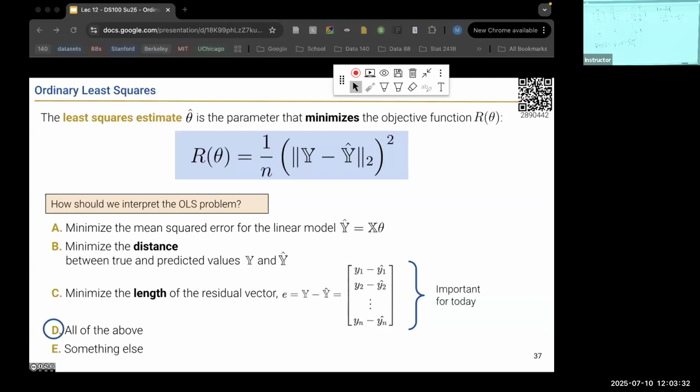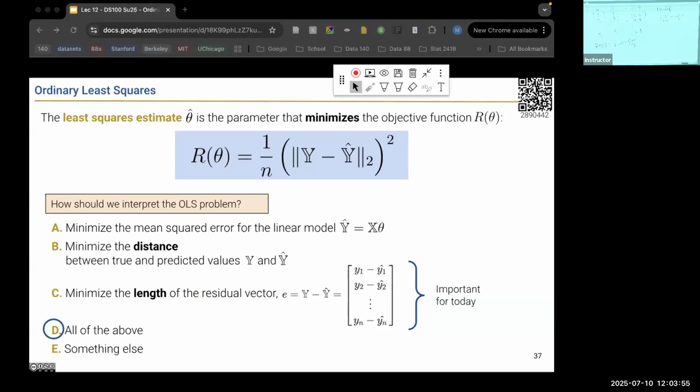A, right? That is following our modeling process, where our model is a multiple linear regression model, y hat equals X theta. And our loss is MSE. So we're minimizing the MSE under the multiple linear regression model, right?